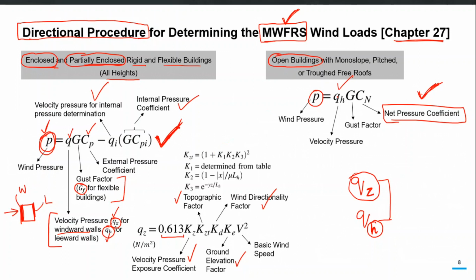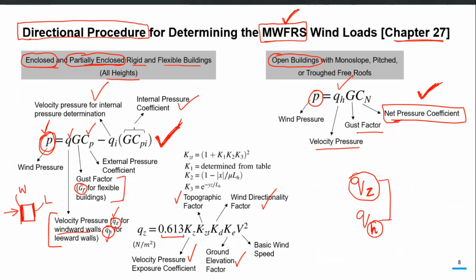In case of open buildings, the expression is relatively simple. It only requires the determination of velocity pressure, gust factor, and the net pressure coefficient. The guidelines about both the external and internal pressure coefficients and the net pressure coefficient are available in ASCE 7-16 in chapter 27. We will go through these expressions or guidelines also.